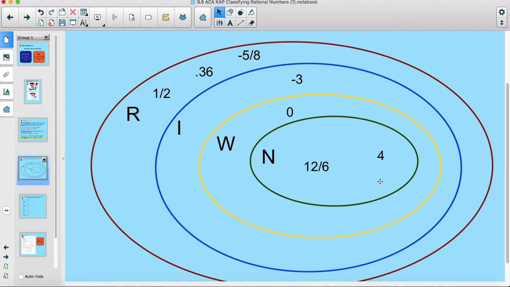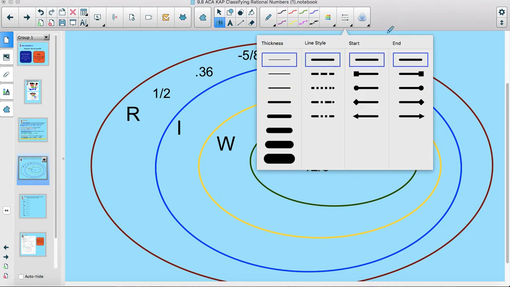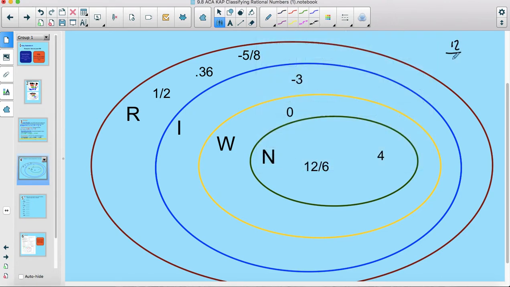All right, so these are the answers that you should have gotten. And if you notice here, yes, this 12/6, this looks like a fraction, but if you actually divide 12 divided by 6, you get 2. And 2 is a natural number, so the most specific place we would put that is here in the natural number section.